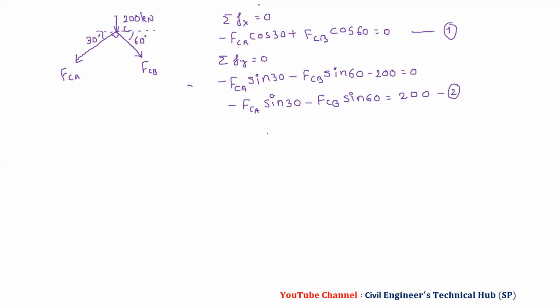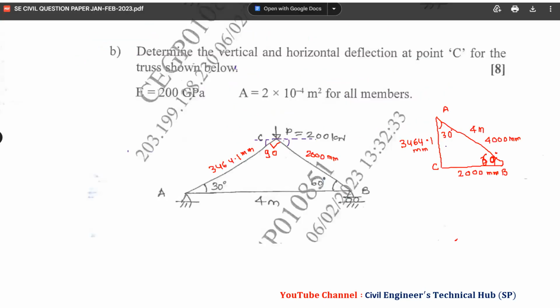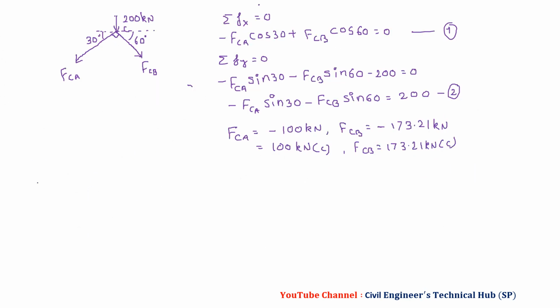Now solving equations 1 and 2, I got FCA equal to minus 100 kilonewton and FCB equal to minus 173.21 kilonewton. So FCA is compression, and FCB is also compression. So we have both compression, and I will mark both as compression. I will draw the diagram over here with the reactions and the 200 kilonewton load, with CA as 100 kilonewton compression.